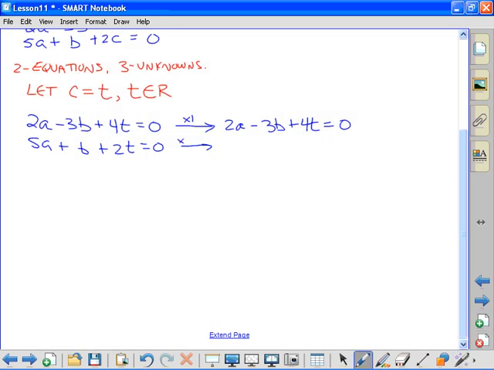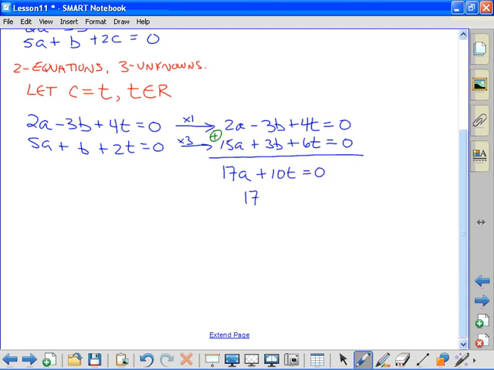The second equation, though, I'm going to have to multiply by 3. So 15a plus 3b plus 6t equals 0. Signs are opposite on the b's, so I'm going to end up adding the terms together. So I have 17a plus 10t equals 0. Again, the t and the 10 are just a number. So we end up with an a value of negative 10/17 t.